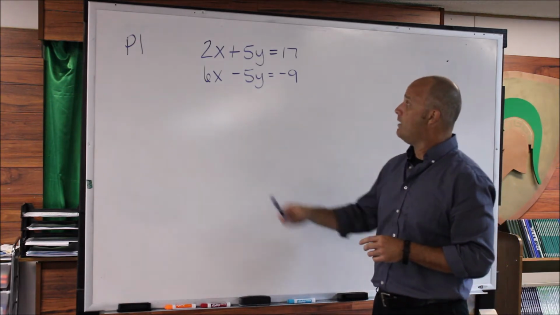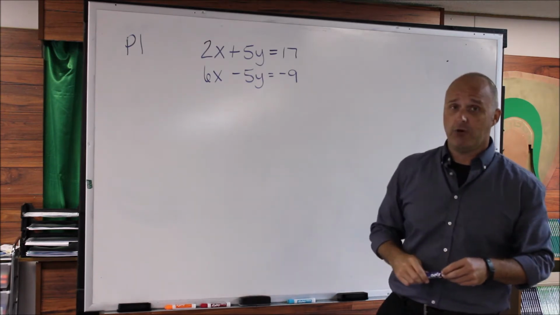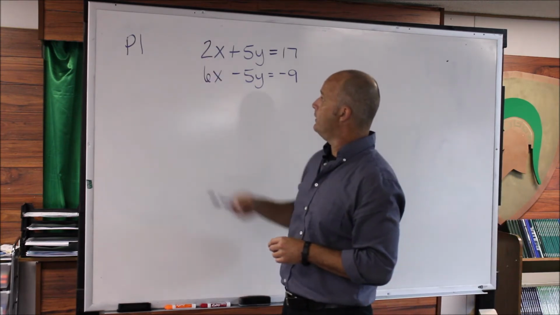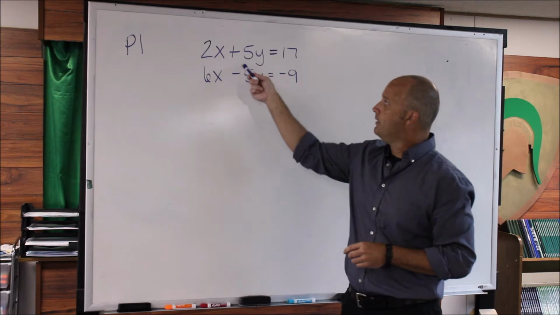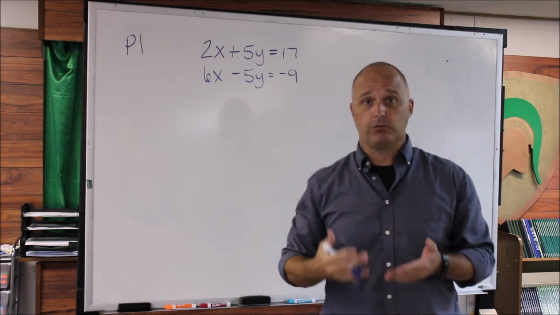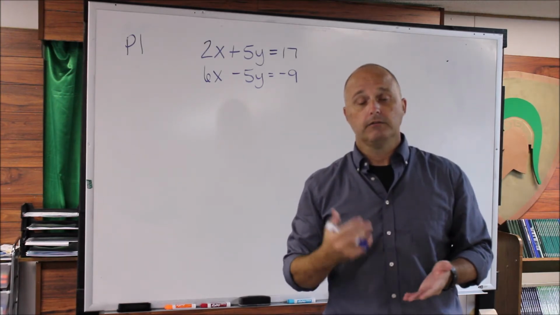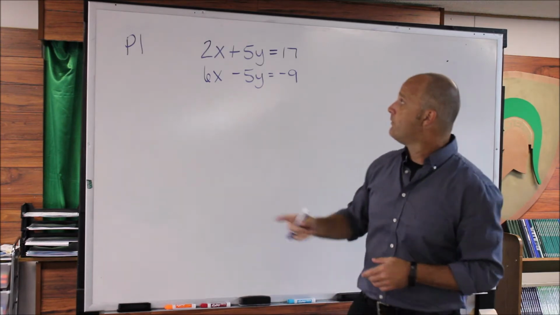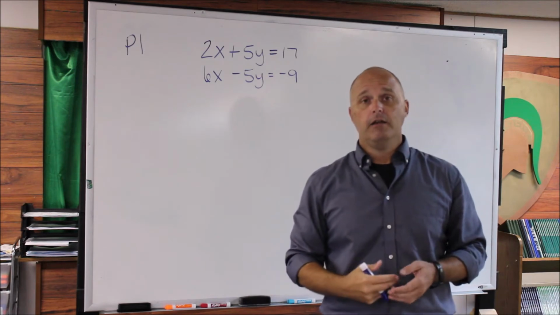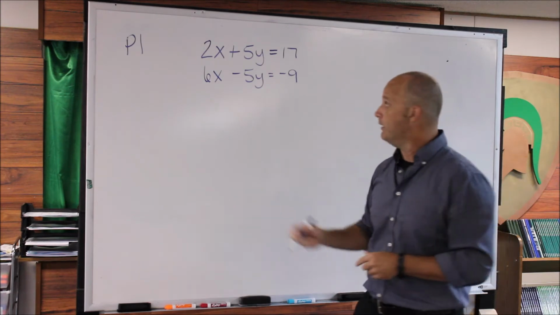So if we have 2x plus 5y equals 17 and 6x minus 5y equals negative 9, when we look at these pairs, we've got a positive 2x and a positive 6x, and we've got a positive 5y and a negative 5y. So when we're looking to eliminate, that means we're literally looking to get rid of one of the variables. And we do this by subtraction. So since we've got a 5y and a negative 5y, we know that that's going to end up being 0y. So that's the pairing that we're going to look to get rid of.